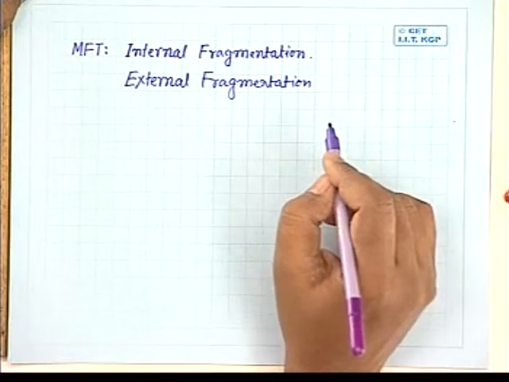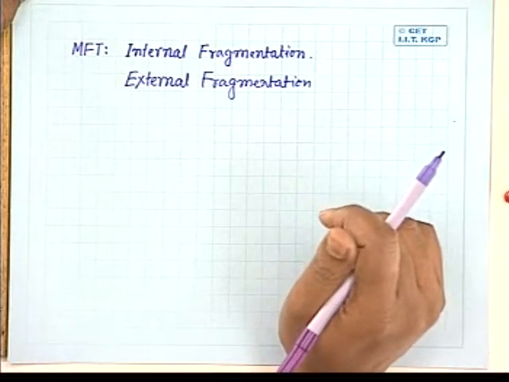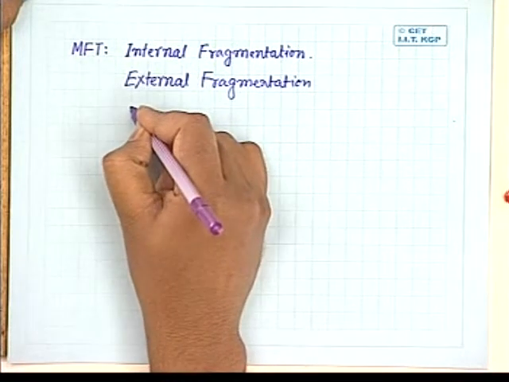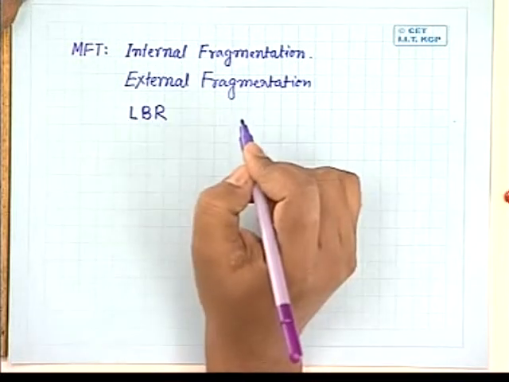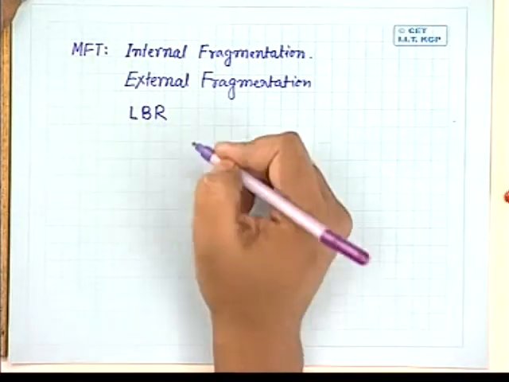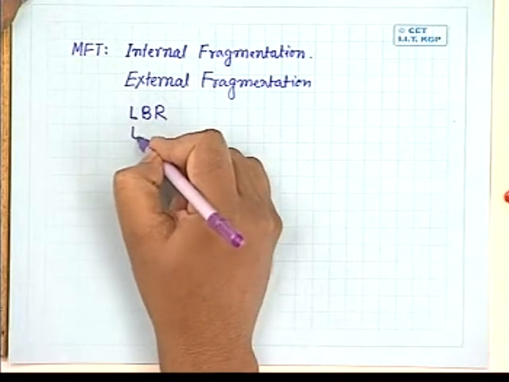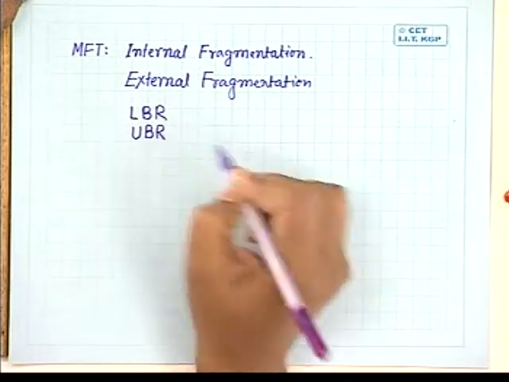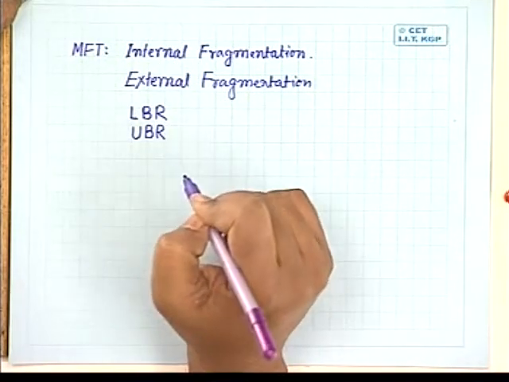In addition to these two, we have also seen that to protect every job against other jobs, we need two kinds of bound addresses. One we have said as lower bound register, or LBR, which contains the least address space of the particular job, and the other bound that we have mentioned as upper bound register or upper bound address, which tells you what is the maximum address that is to be referred by that job.